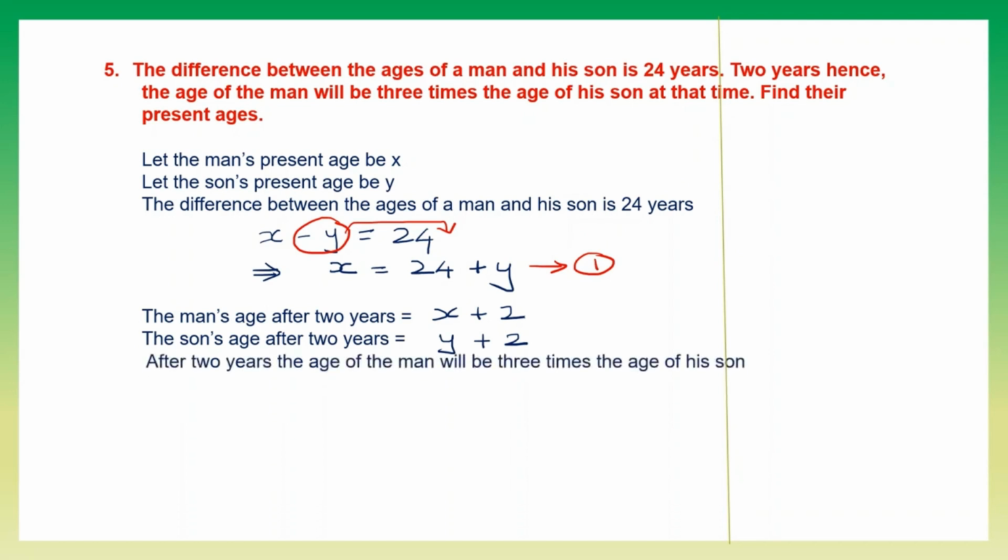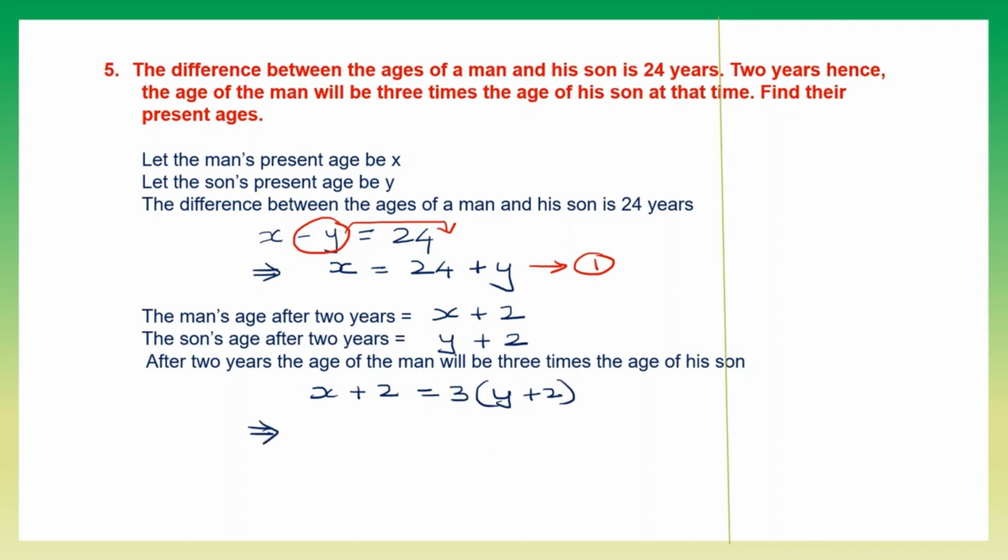Okay, so after 2 years, the age of the man will be 3 times the age of his son. So what is the age of the man? X plus 2. And what is the age of his son? Y plus 2. It's going to become 3 times this age. So it is 3 into y plus 2. So now let's solve this equation.